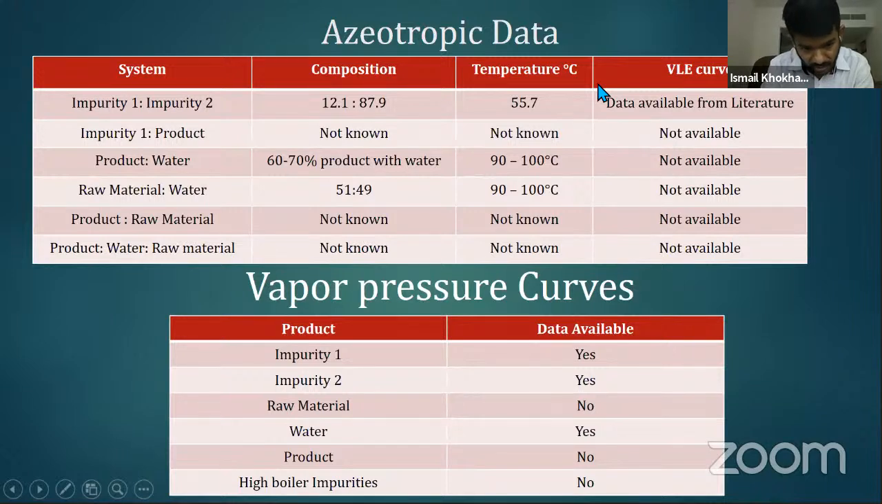Then the vapor pressure curve, as you can see over here, for impurity 1 and 2 was easily available in the literature, so we had the data. The data for water is easily available. We didn't have the vapor pressure curve for the raw material, product, and high boiler impurities. And for the high boiler impurities, since we didn't have the curve, we didn't bother to make it because it was not participating in the distillation.